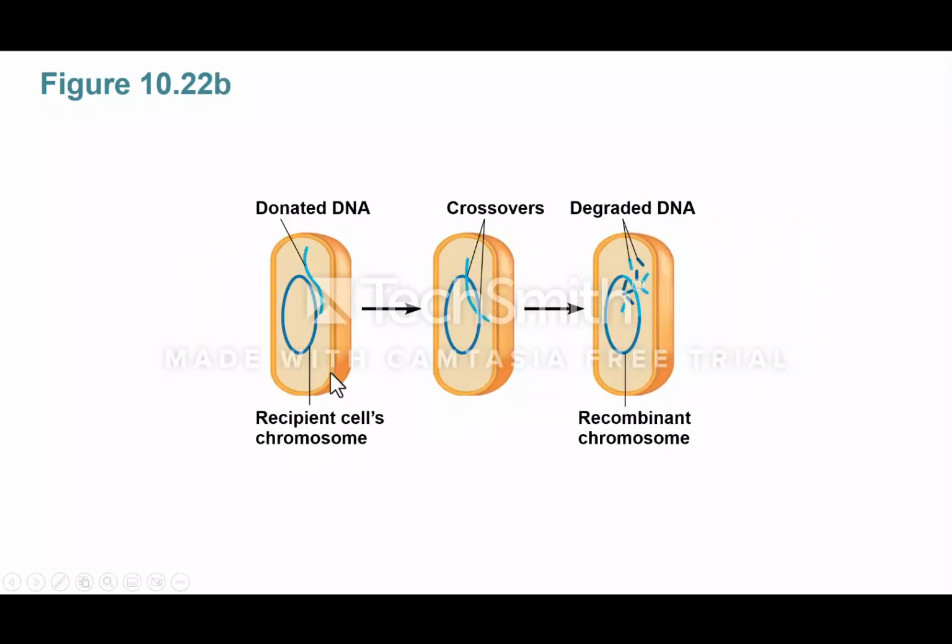All right. Now, once the donated DNA enters the bacteria, it can cross over and integrate itself into the DNA of the bacteria. Then we call it a recombinant DNA or recombinant chromosome. Recombined is basically what that means. We combined two different pieces of DNA from two different organisms. And we call that a recombinant chromosome. We're going to find that we have recombinant genes. We're going to find that we have recombinant organisms.